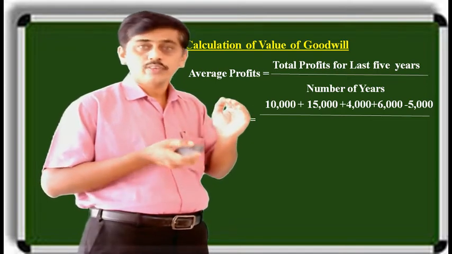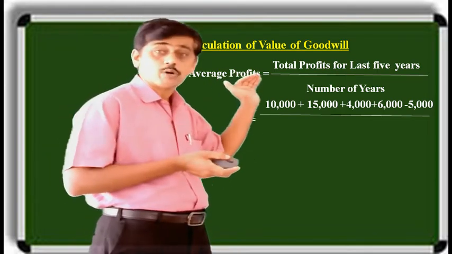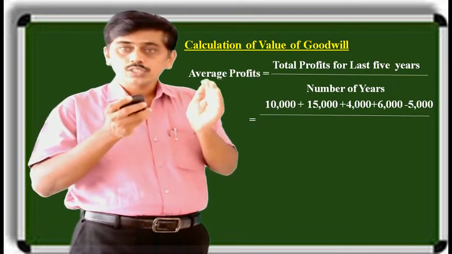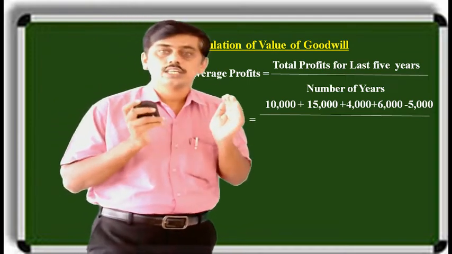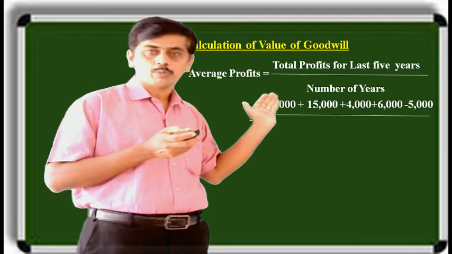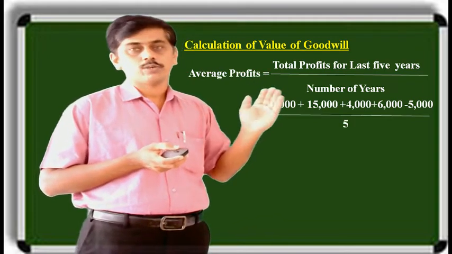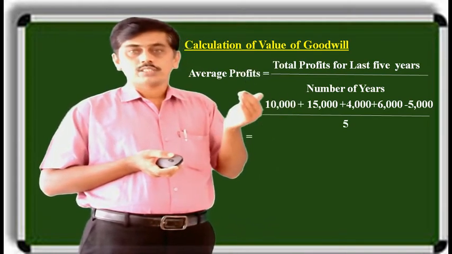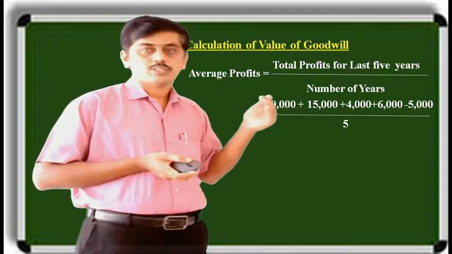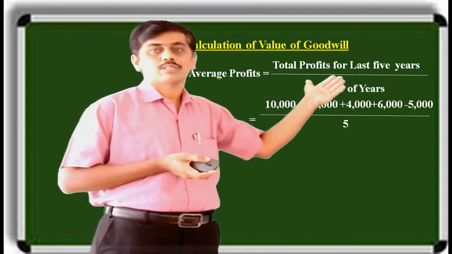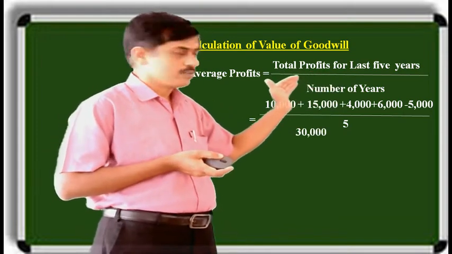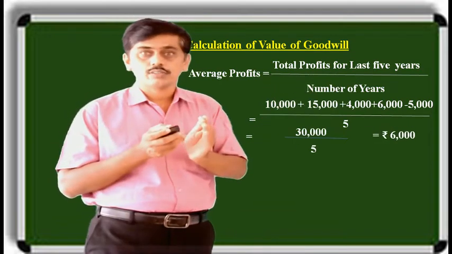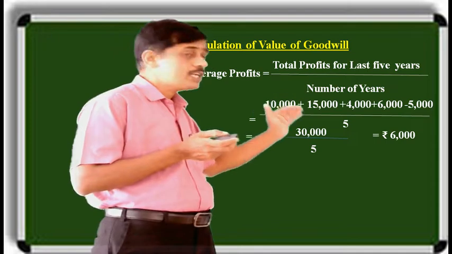Why minus 5,000? Because in the year 2018, look at the problem, the amount is given in brackets. What does it indicate? It indicates that there is a loss, a loss of rupees 5,000. So divided by 5 because we have taken 5 years. That equals 10,000, 15,000 means 25,000 plus 4,000, 29,000 plus 6,000, 35,000 minus 5,000 comes to 30,000, divided by 5. That comes to 6,000. Rupees 6,000 is the average profit here.